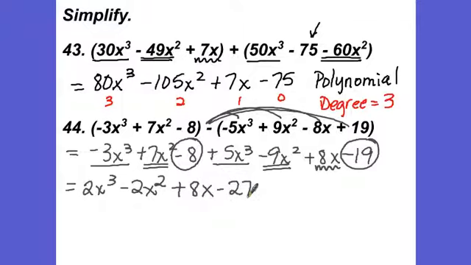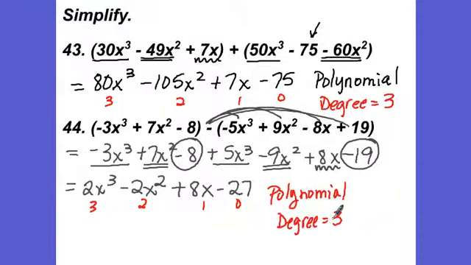Again, I have 4 terms, so I'm going to consider this a polynomial. I'm looking at the degree. I have 3 x's, 2 x's, 1, and 0, so the degree is 3. So I'm just performing those different operations.